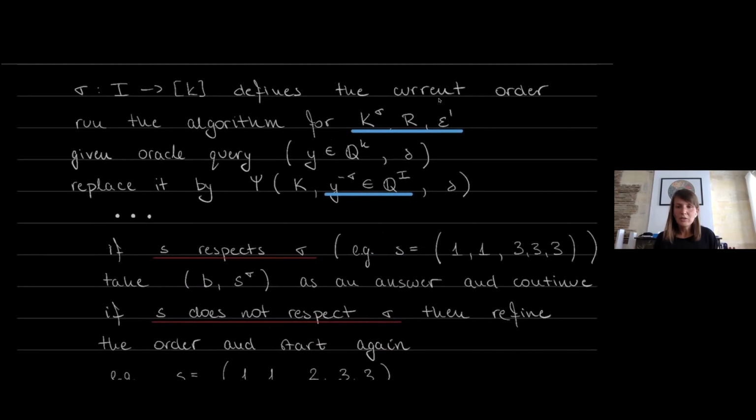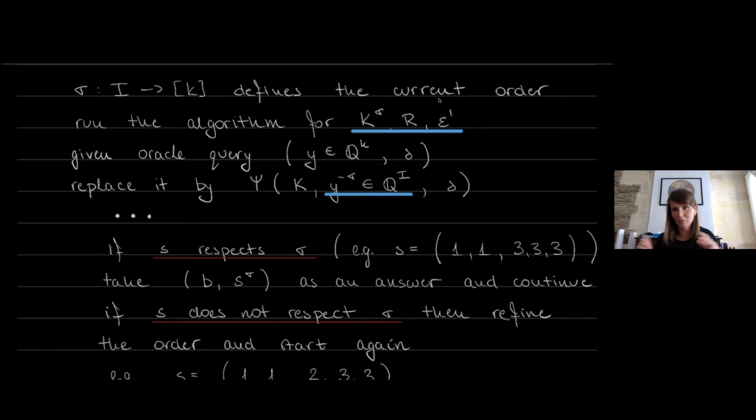So we think that we are running the algorithm for the folded version. K is our semi-definite set, and K sigma is the set of vectors of K to which we apply sigma. So this is the folded version of K. We are running the algorithm for this folded version of our problem. The parameter R does not have to change, but the parameter epsilon has to change.